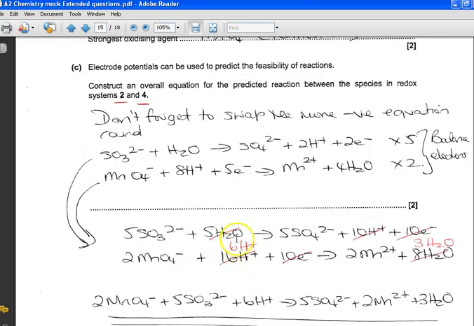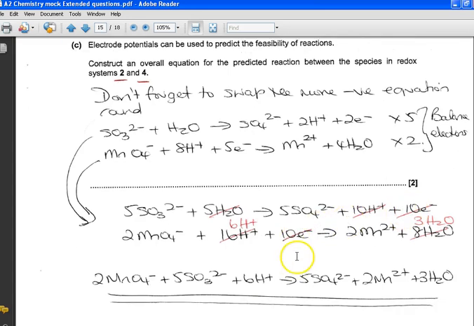Once you've done that, I've swapped it around here, so I've got SO3 2- first. Then you need to balance the electrons. We've got 5 electrons here and 2 electrons here, so we multiply this equation by 5 and this one by 2. We're going to end up with 10 electrons for both half equations, and that means we can cancel them.